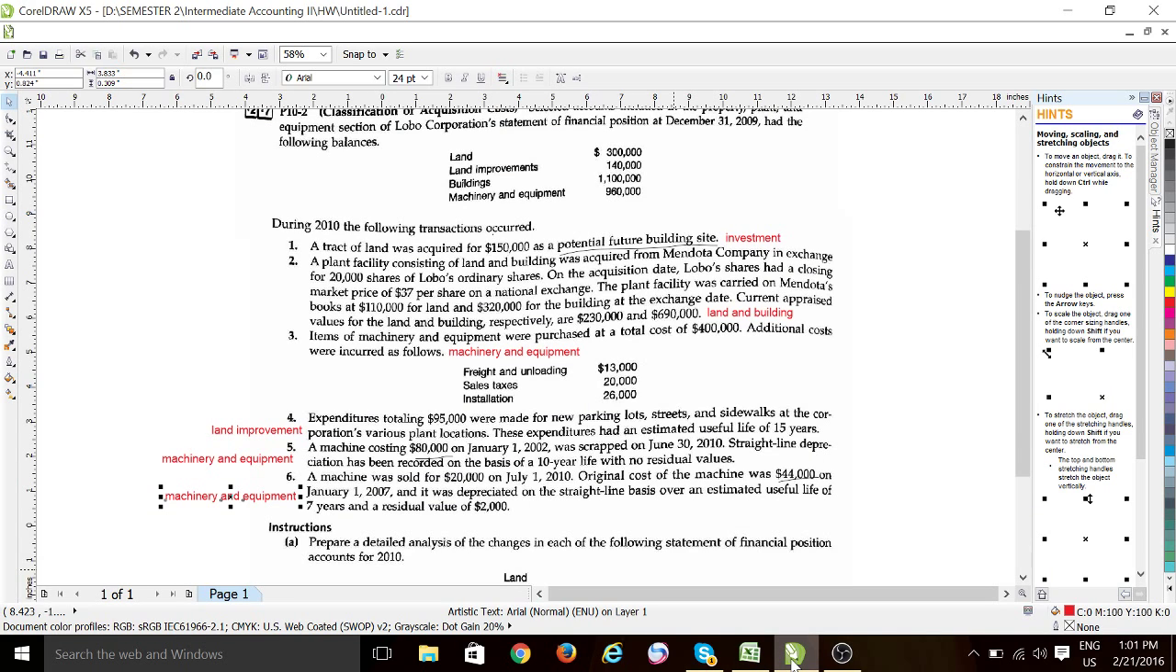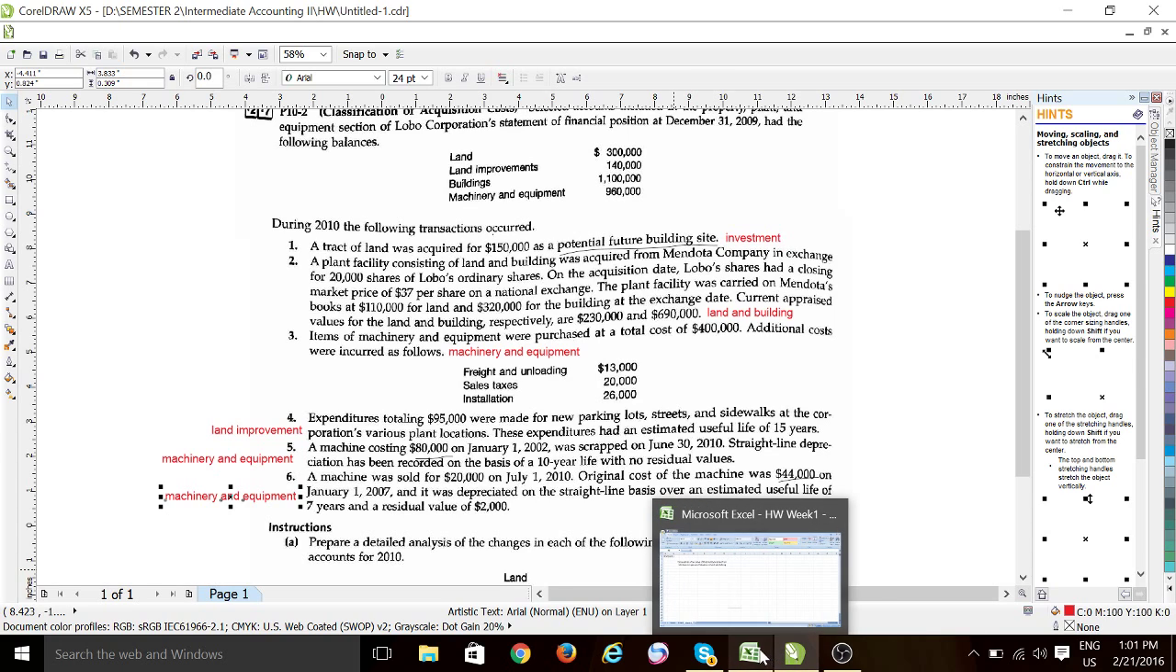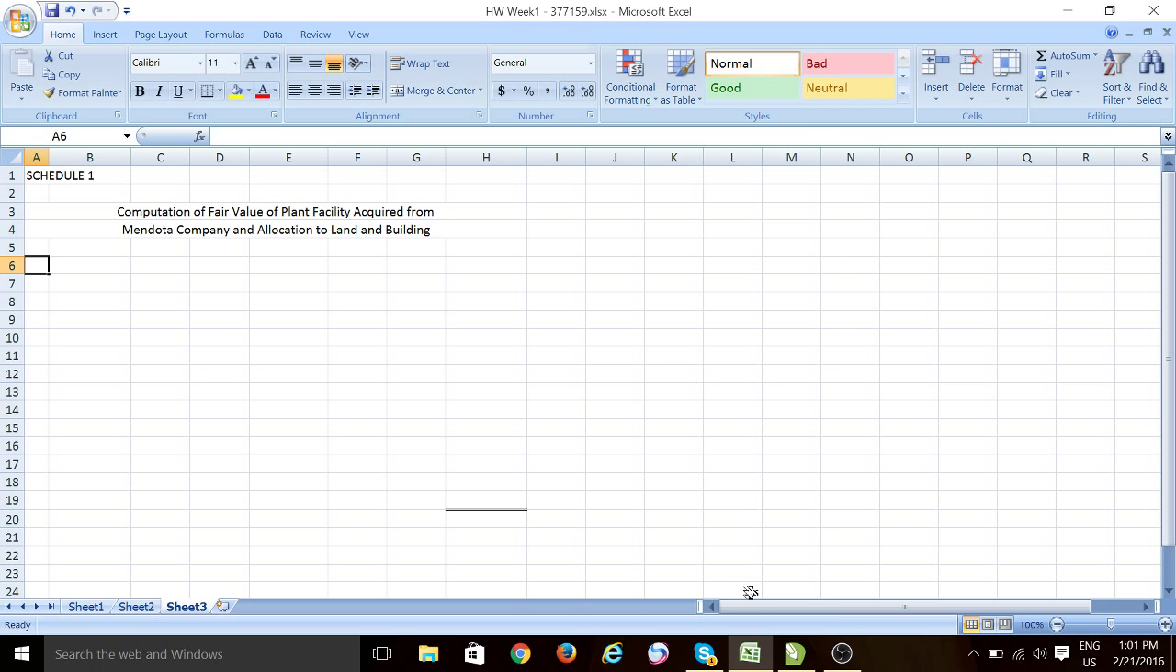From the question, we know that Lobos Corporation acquired the land and building from Mendota Company in exchange for 20,000 shares of Lobos ordinary shares, which at the acquisition date, the market price is $37. So the total cost of both land and building is 20,000 times 37.